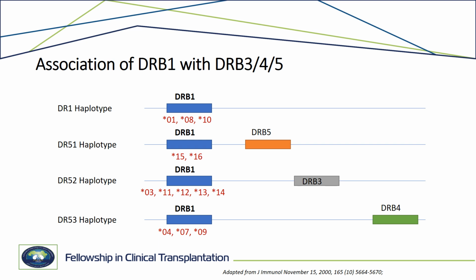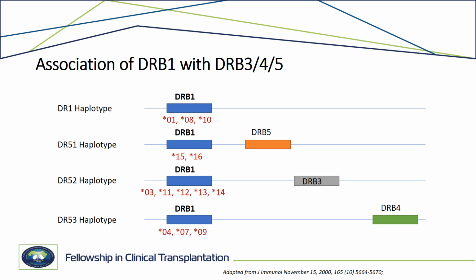For example, if someone inherited the DR1 haplotype, as you see in the figure, you can see that this individual has one DR beta 1 gene and there is no DR beta 3, 4, 5. In another example, if another individual inherited the DR51 haplotype, which is formed of the DR beta 1, 15, 16, they will have the DR beta 5 associated with this haplotype.